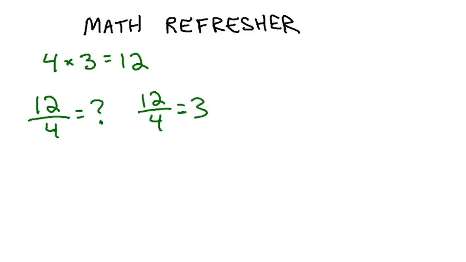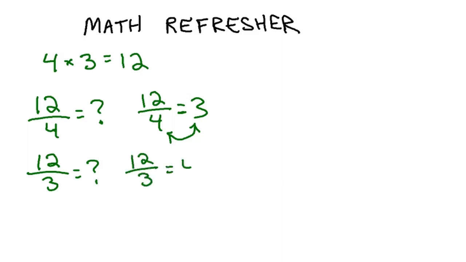Well, what if we take the opposite? What if we swap these around, this 4 and this 3? What if we have 12 divided by 3 equals question mark? Well, isn't 12 divided by 3 4? So see, that proves that you can swap these two numbers across the equal sign from each other, and you're going to get the same answer.